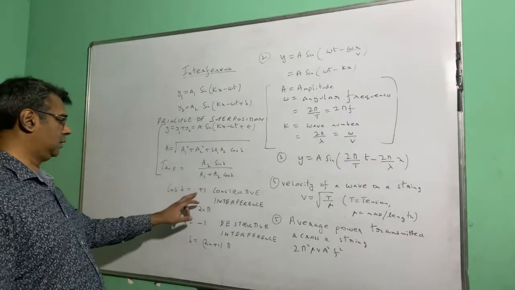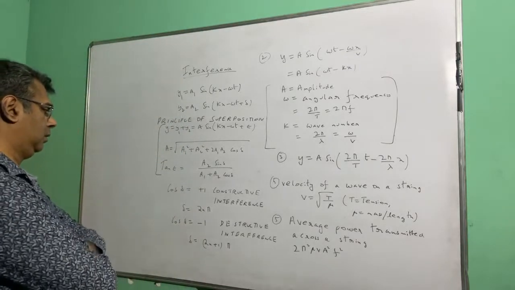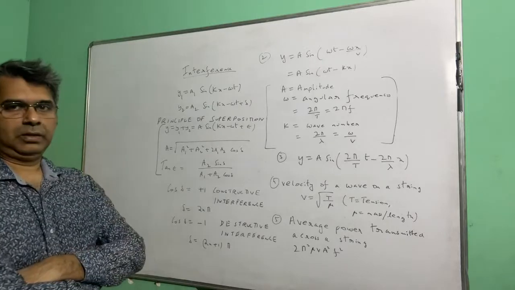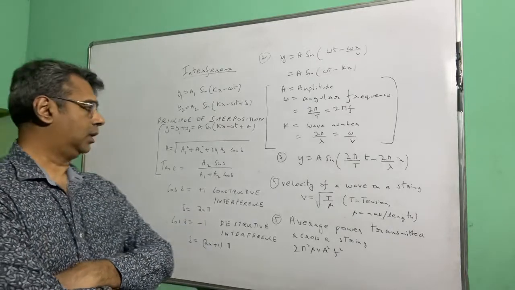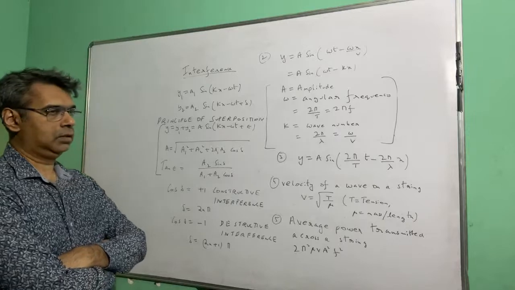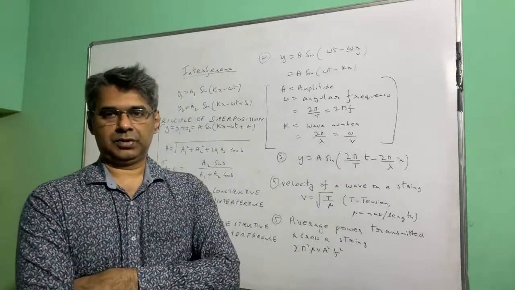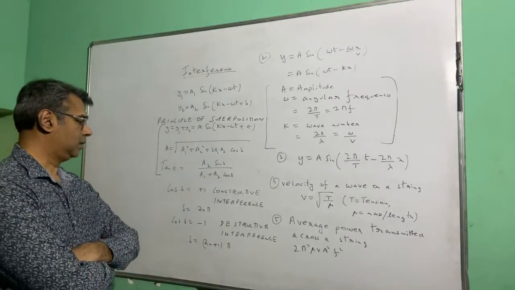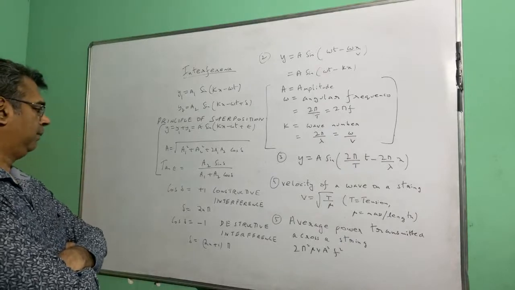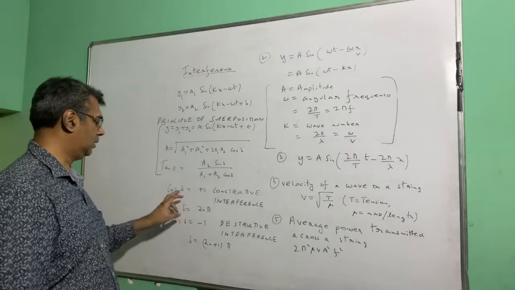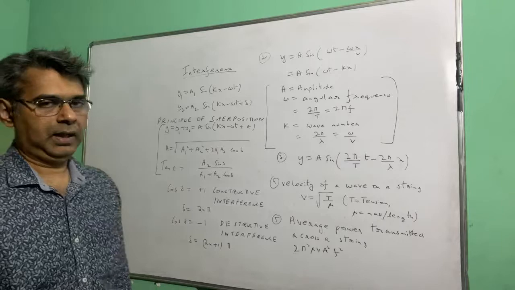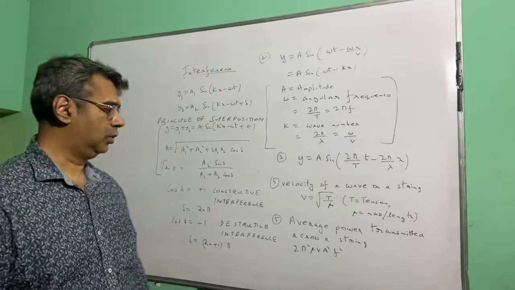So cos delta is plus 1. So that is the maximum value of cos delta, that is plus 1. So then we say that the two waves are interfering constructively. So if cos delta is plus 1, it is constructive interference. And for what angle is the value of cos plus 1? The angle will be multiple of 360, so 2n pi.